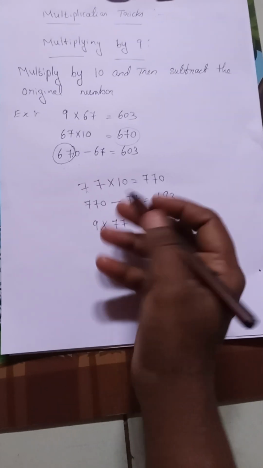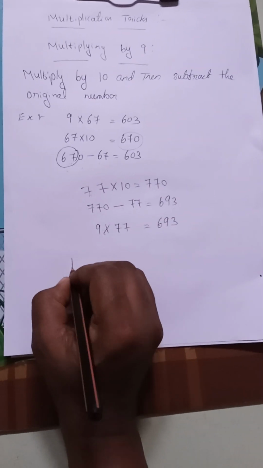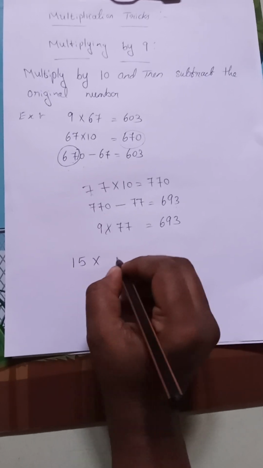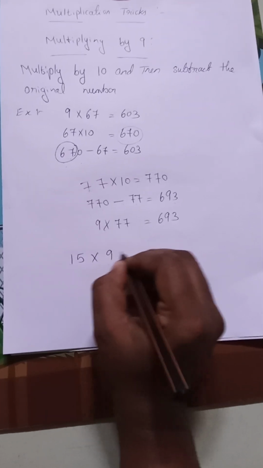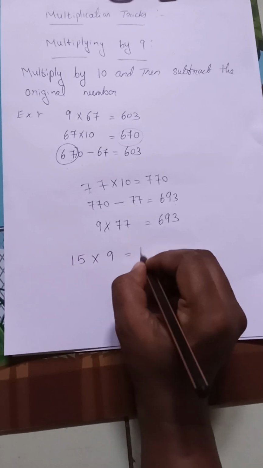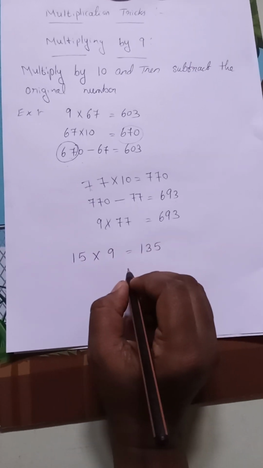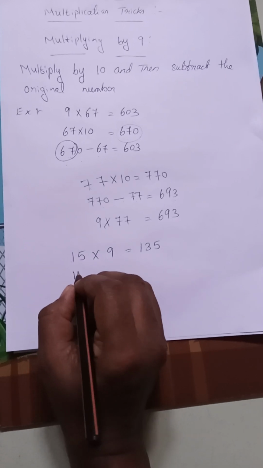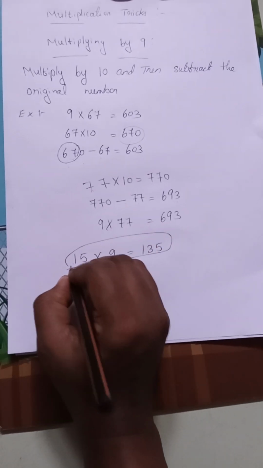So you'll get 693, right? I think it's a big number for you all. I will give only a simple number. So that is 15 multiplied with 9. 15 nines are 135. Like that only, if you don't know the answer to this question, right?